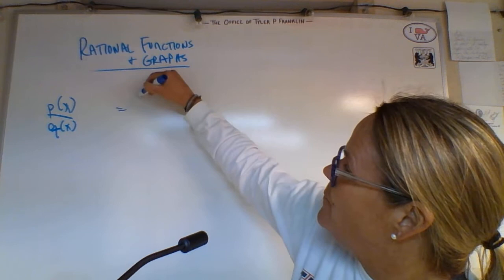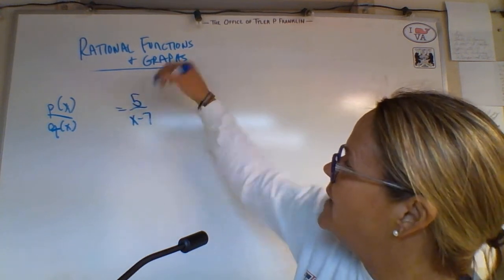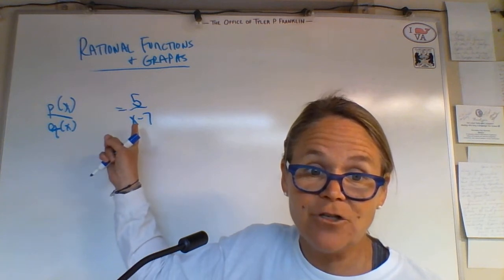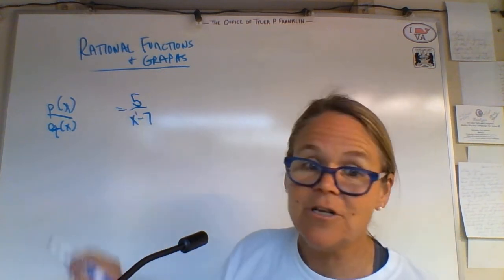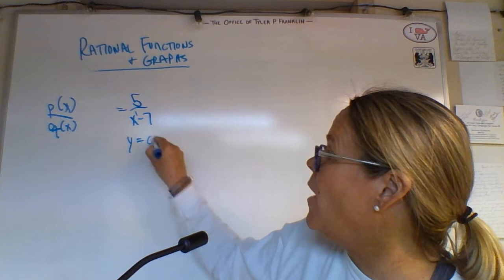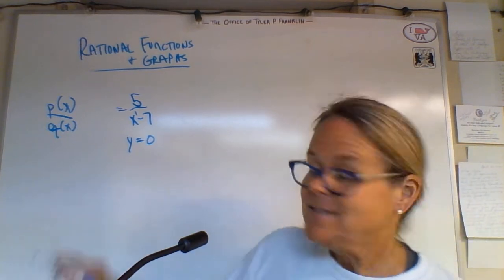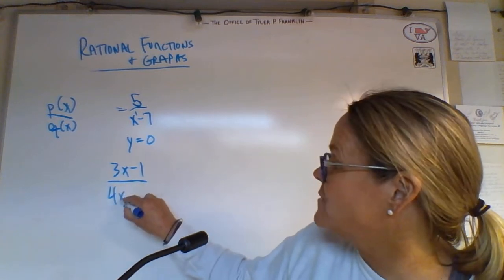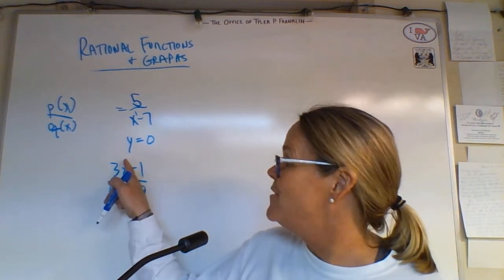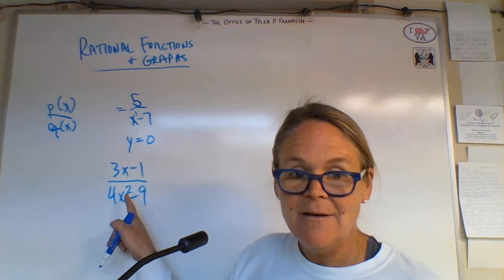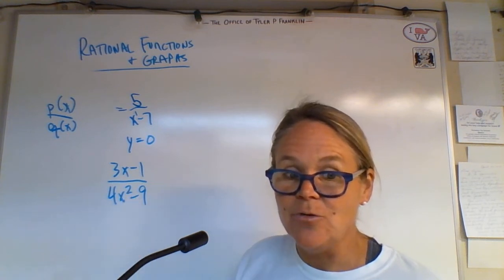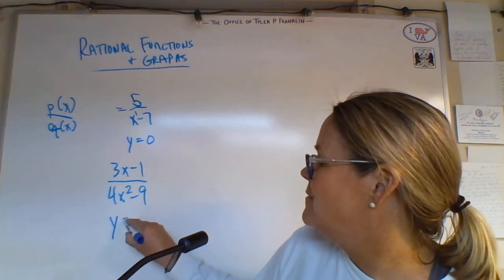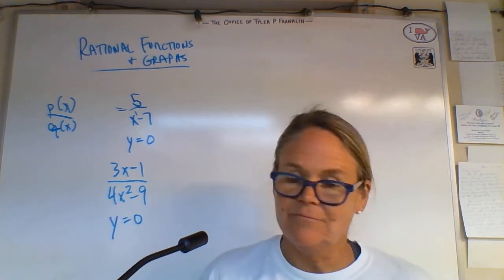So these examples: 5 over x minus 7 has a 0 degree on top and a first degree on the bottom, x to the first, so the horizontal asymptote is y equals 0. Second one, 3x minus 1 over 4x squared minus 9. The degree of the top is 1. The degree of the bottom is 2. If the top is less than the bottom, the horizontal asymptote is y equals 0.